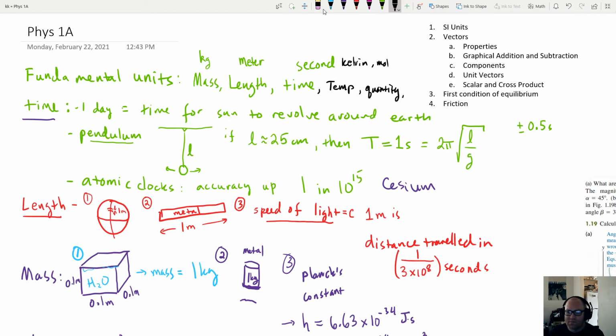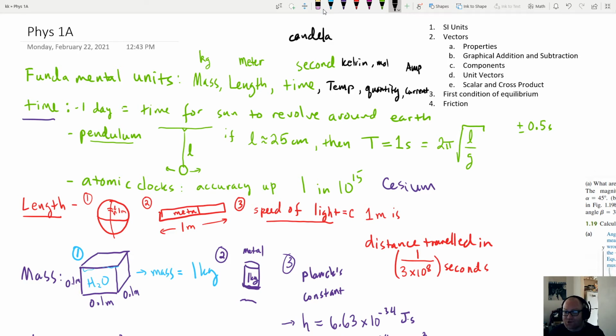Electric current. Yep. So current, which is measured in amps or amperes. And then candela is the other one. Kind of running out of space here. And then candela, which measures brightness. More for astronomy.